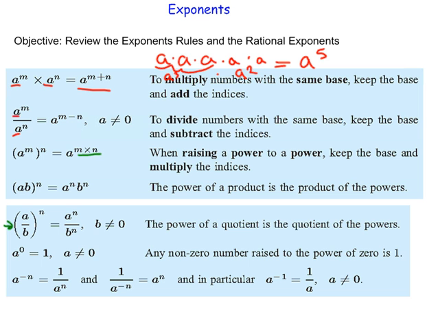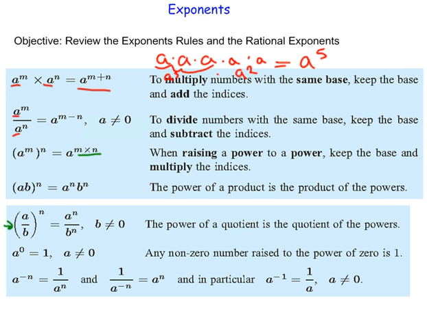Remember, anything at all to the power of 0, whether it's a variable or a number or multiple variables and numbers, anything at all raised to the power of 0 is always going to be 1, as long as a doesn't equal 0. So anything except 0 to the power of 0 is 1.